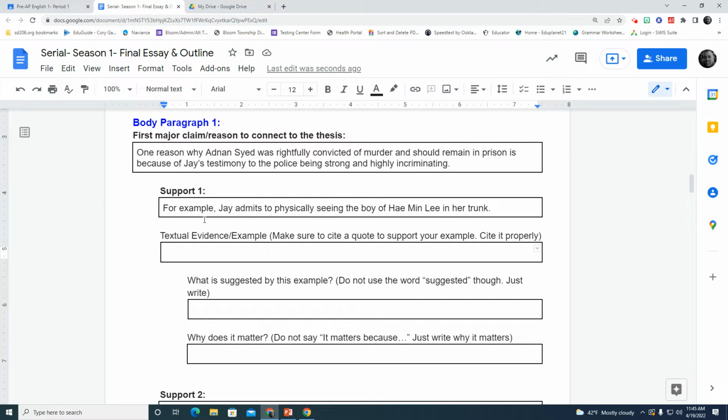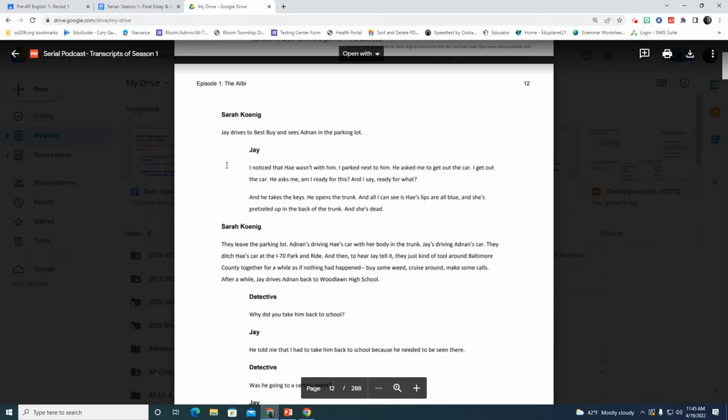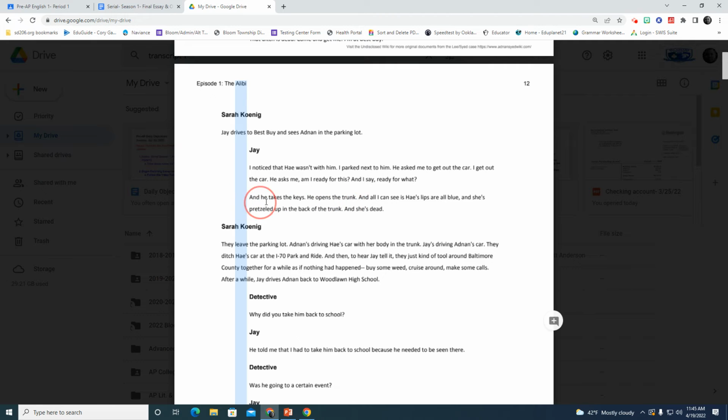So I need evidence to support that Jay admitted to physically seeing the body, typo there, of Hae Min Lee in her trunk. So I'm going to go back to the first transcript of season 1, page 14, because right here he actually makes a statement where he does state this information.